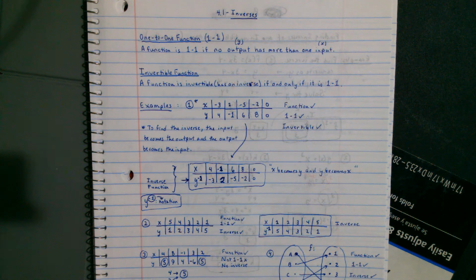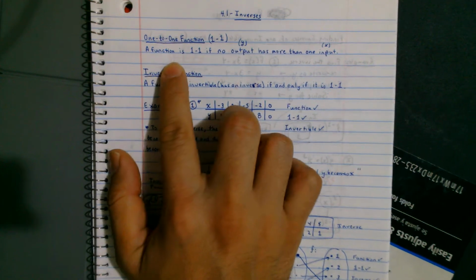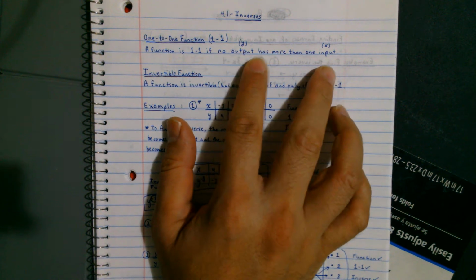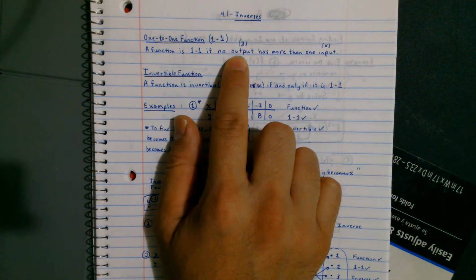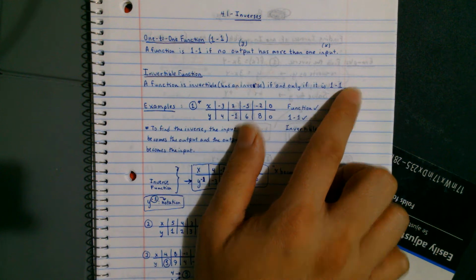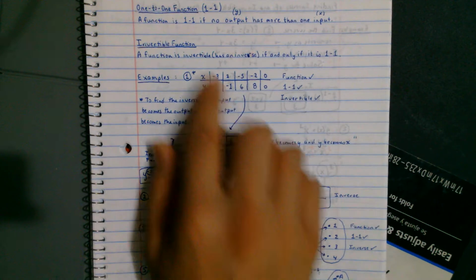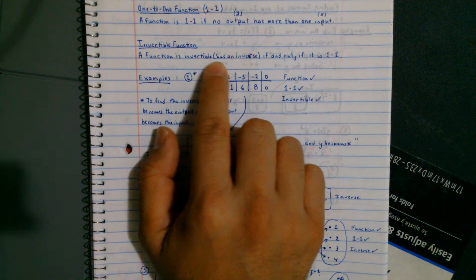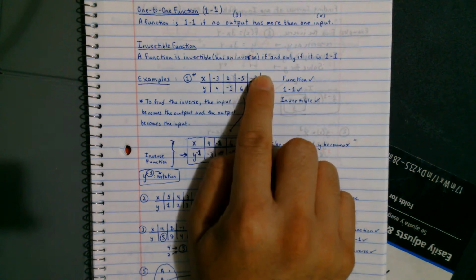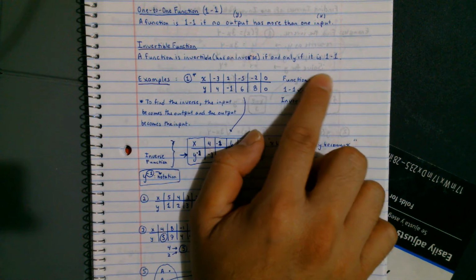Okay, here we are at chapter 4, 4.1, inverses. One-to-one function. It's more complicated than this, but the gist of it is you can't have a y that has more than one x, essentially. So remember, a function is invertible if and only if it's one-to-one. Again, the symbol for one-to-one is 1 dash 1. So a function has an inverse if and only if it is one-to-one.